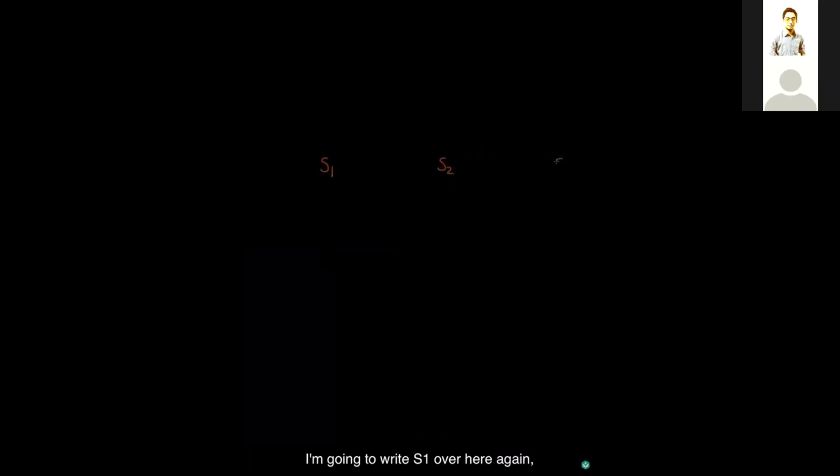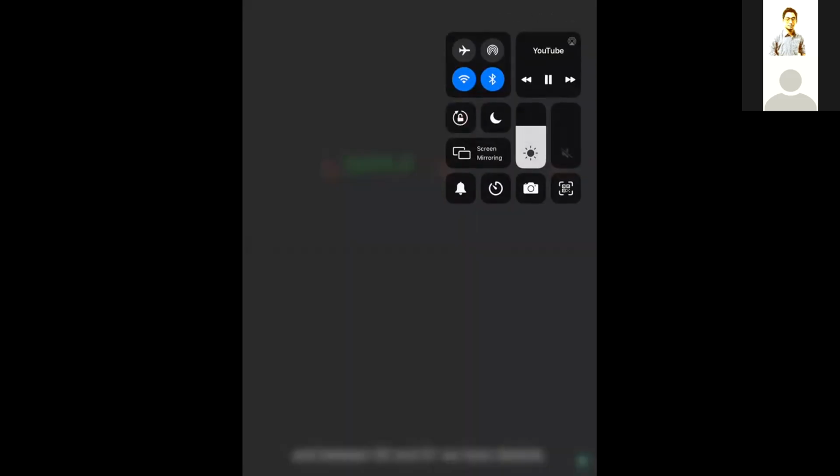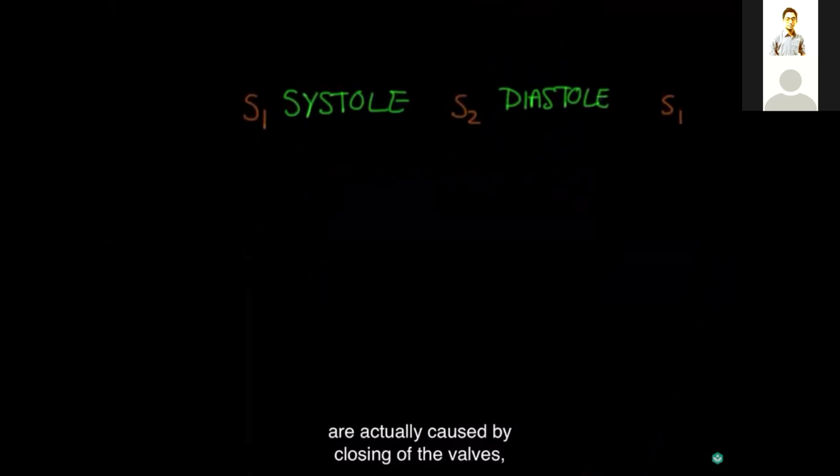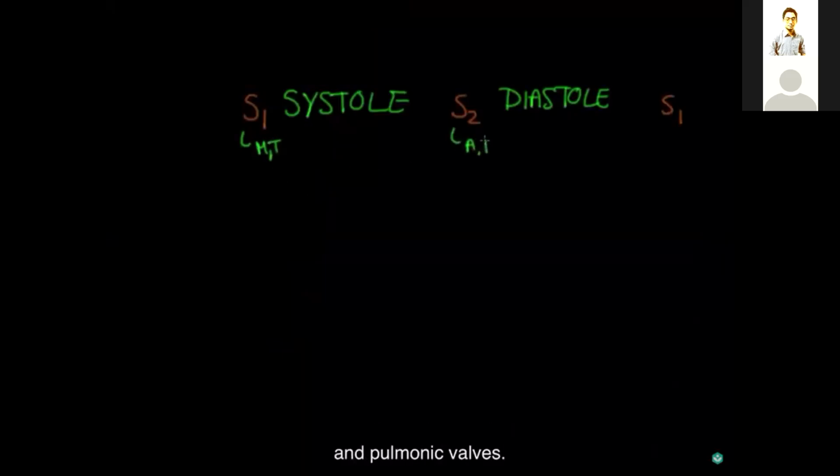And I'm going to write S1 over here again, because remember this is a cycle. And so in between S1 and S2, we have systole. And between S2 and S1, we have diastole. And if you remember, the S1 and the S2 are actually caused by closing of the valves. For S1, specifically the closing of the mitral and the tricuspid. For S2, specifically the closing of the aortic and pulmonic valves. And these are all abbreviated here.